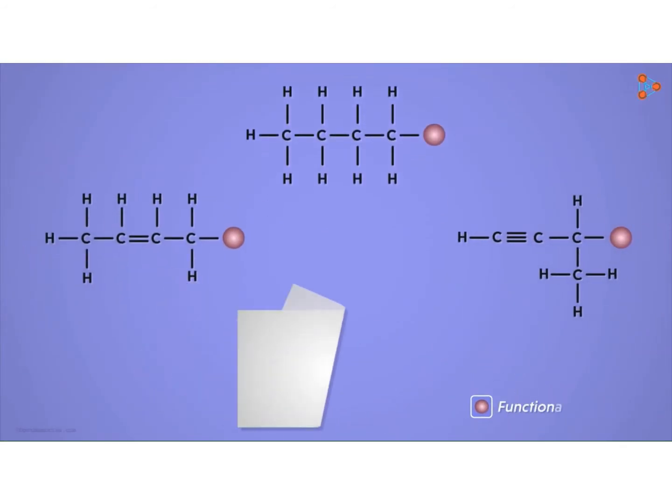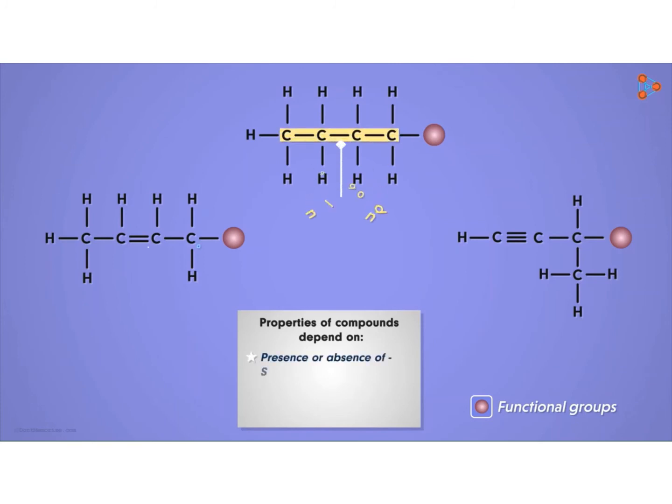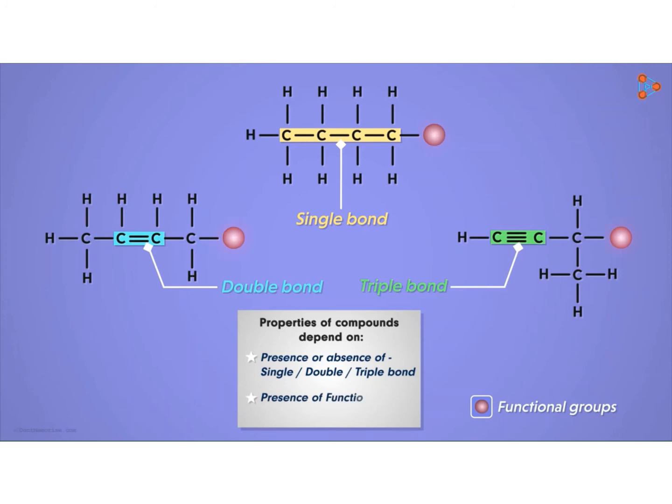Now in any case, the properties of the compound formed will depend on two factors. The first factor is the presence or absence of single, double or triple covalent bonds between the carbon atoms. It means the compound being saturated or unsaturated will define many of its reactions. Another important influencing factor is the presence of a functional group. It is this group that gives the characteristic properties to the compound.